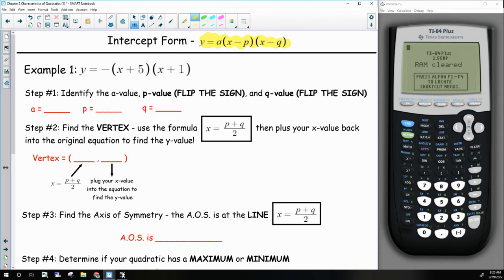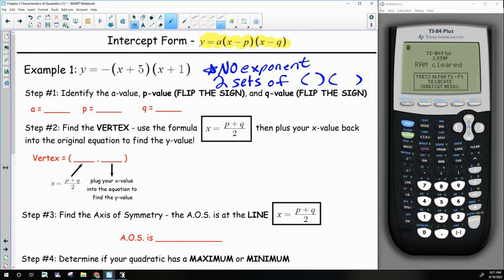One way we know that this is intercept form is, first, there are no exponents. Do you see any exponents? There are no exponents. And instead of one set of parentheses like in vertex form, there are two sets of parentheses. Okay, that is how you can identify intercept form. It has parentheses like vertex form, but this one has two sets of parentheses.